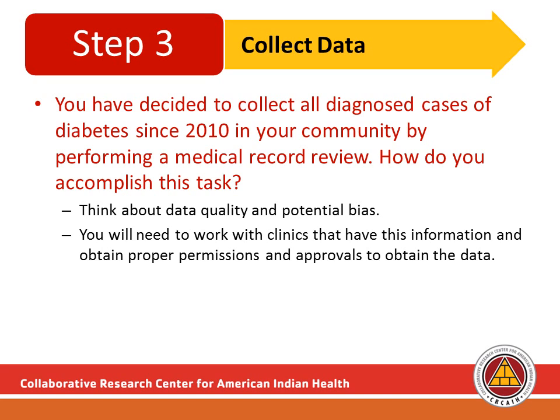So how do you actually perform your medical record review and collect the data you need? Think about the quality of the data and any types of potential bias. For example, when doing a chart abstraction, you might think about the population that goes to the clinics that you are working with. Does it cover all of the population? Are there likely to be any elements of the data or cases missing? How are you going to define a case of diabetes?